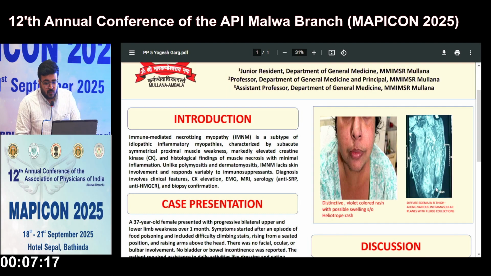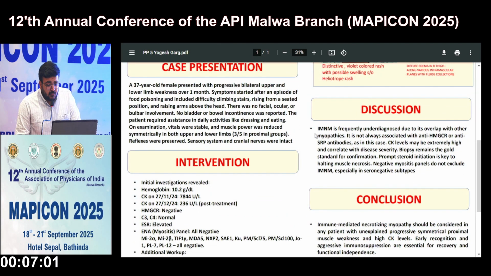In this picture, a distinctive violet-colored rash with possible swelling, suggestive of heliotrope rash, is seen. On the MRI picture of the right thigh, intramuscular planes with fluid collections and diffuse edema are seen. Discussion: immune-mediated necrotizing myopathy is frequently underdiagnosed due to its overlap with other myopathies. It is not always associated with anti-HMG-CR or anti-SRP antibodies, as in this case.